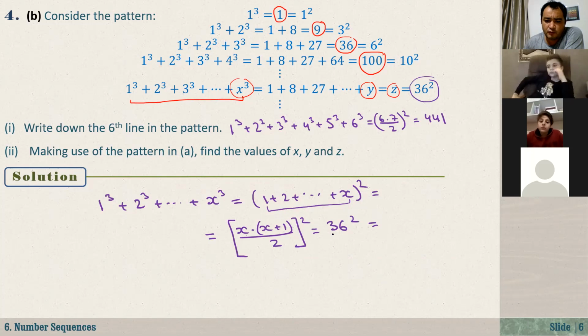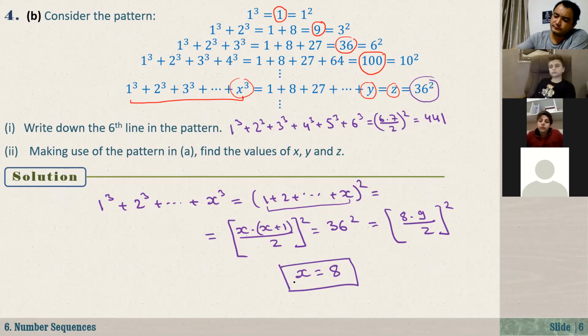So that means that 36, can we write this in this form? x times x plus 1 over 2. Yes. What is it? Actually, this is 72 over 2. So I can write it as 8 times 9 over 2 squared. If you check this, 8 times 9, 72 over 2, that is 36. Here we have squared. So that means that our x is equal to 8.